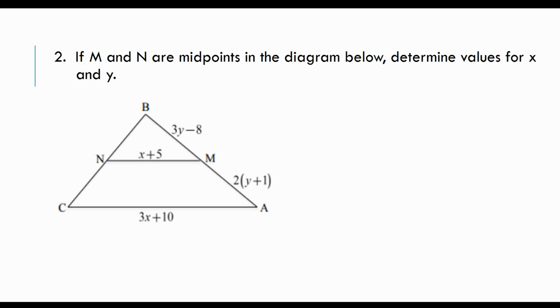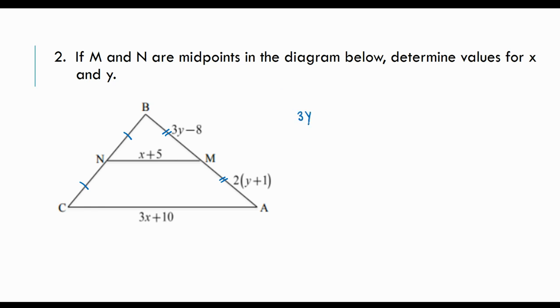Okay, in this it says M and N are midpoints. So if N is a midpoint, that means BN and NC are congruent. If M is a midpoint, then BM and MA are congruent. It wants us to find X and Y. So let's start with Y. Notice that the two expressions that deal with Y are the two expressions that I know are going to be congruent because M is a midpoint.